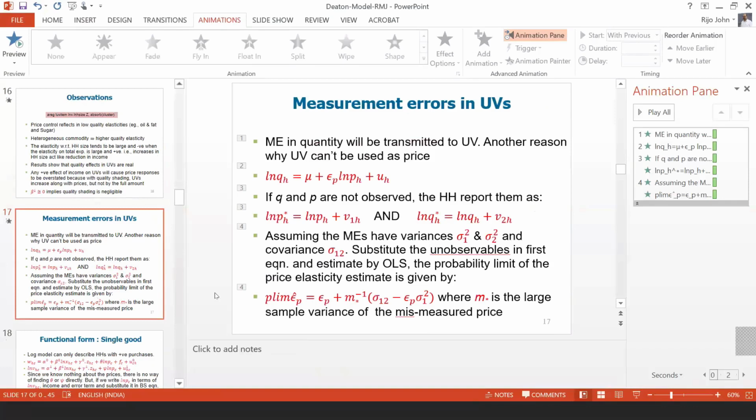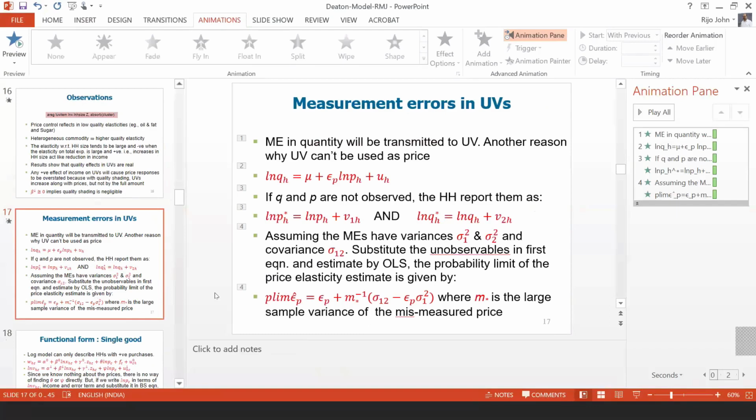Now, let us come to measurement error in unit value, the next important problem to be mindful of while using unit values. The measurement error in quantity will be transmitted to unit values, which we already talked about. This is another reason why unit values cannot be used as prices.